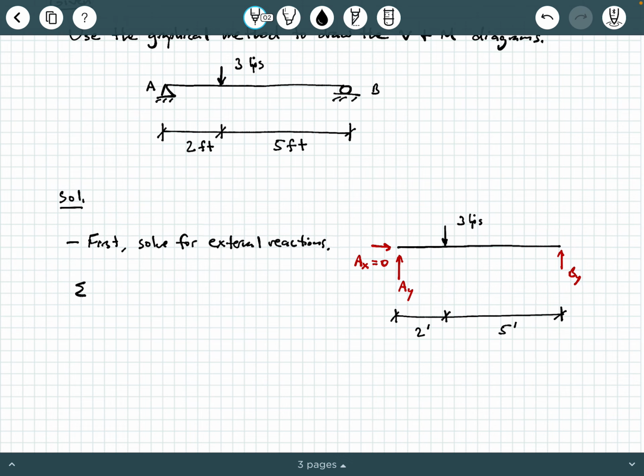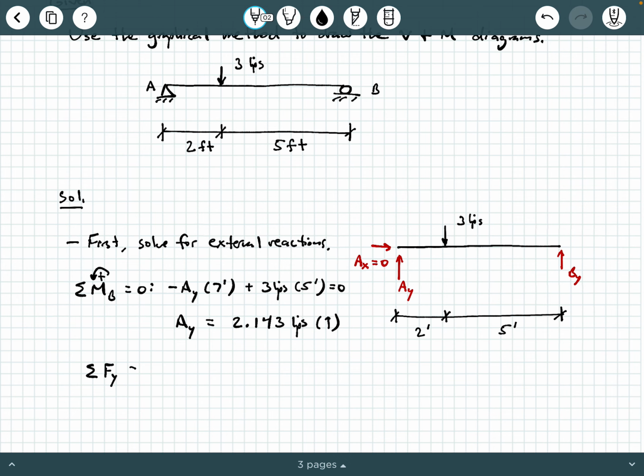I'm going to start by saying sum of the moments about point B equals 0. Counterclockwise is positive. And so I'm going to say minus AY times 7 feet, and then I'm going to say plus 3 kips times 5 feet equals 0. And so I can do a little bit of rearranging and solve for AY in my calculator. So we are going to have 15 divided by 7, and we move that to the other side of the equation. So we have 2.143 kips, and that's a positive value, so it is reacting upwards.